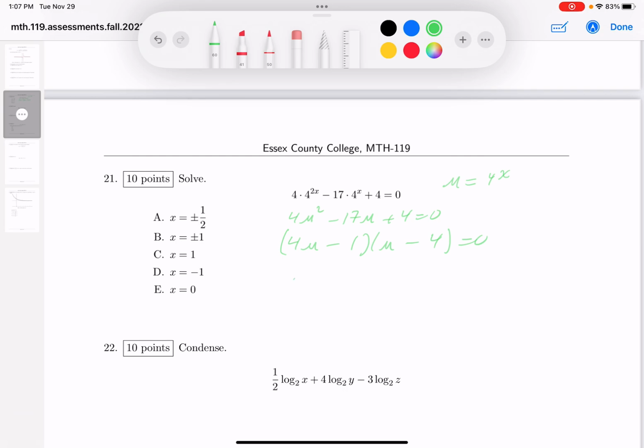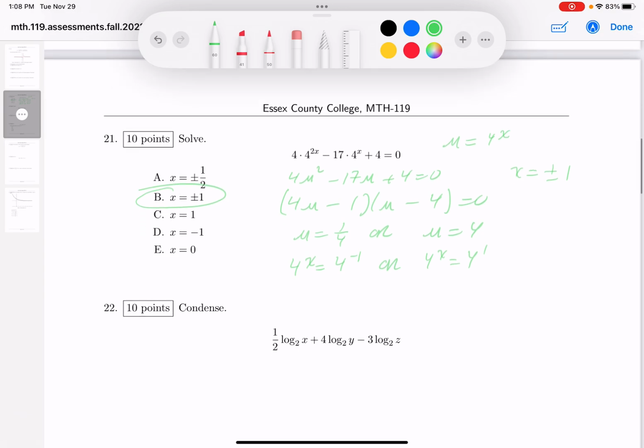So what does that mean? u could be 1/4 or u could be 4. But I don't want u, I want x. So what do I give here? 4 to the x. Well, 1/4 is 4 to the minus 1, or 4 to the x, which is 4 to the first power. So x is clearly plus or minus 1. Well, let's go back over here and see if it's in there. I do see it. I see the answer right over here. So B, x equals plus or minus 1. Okay, so that's a confidence builder. I got 1. I want to go for more.